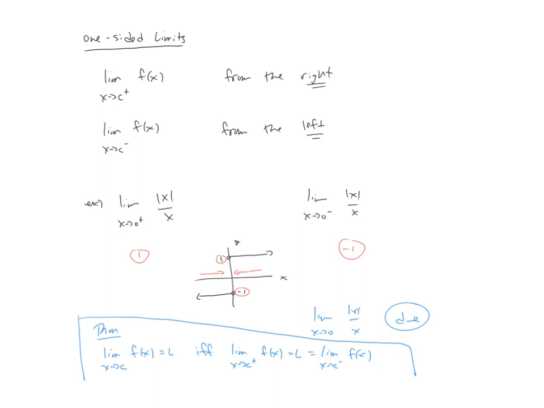So what it says is the overall limit will only equal L if the right-hand limit and the left-hand limit both also equal L. It's an if and only if statement, which means it goes both ways. If this is true, then this is true. But it also says if this is true, then this is true. And so again, it's kind of now summarizing some of the smaller informal discussions that we've had in the past few sections.